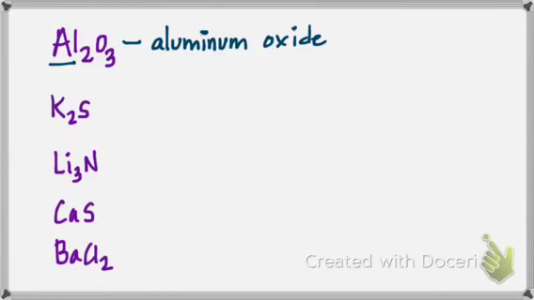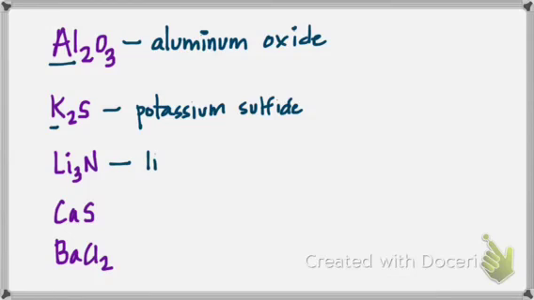For K2S, potassium is K, and it's number 19. It is in group 1. I'm going to use my first element name unchanged, and it's going to be potassium, and then I change my ending of sulfur to sulfide. Then I have lithium, which is Li, and it's in group 1, so it's a binary system, so this one's going to just be lithium nitride. And again, that nitrogen, you're going to get rid of that ogen, and you're going to change it to IDE.